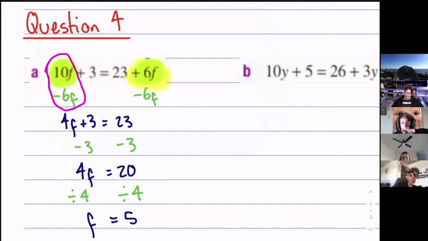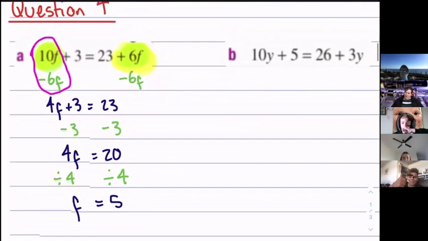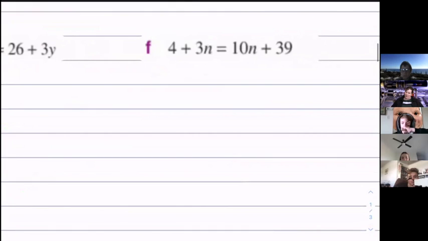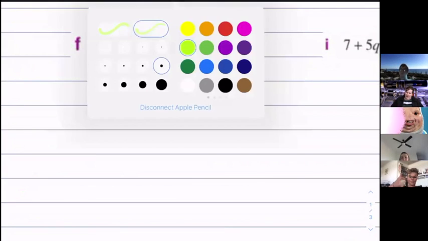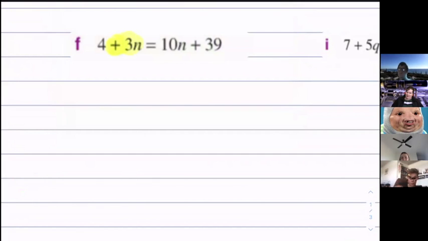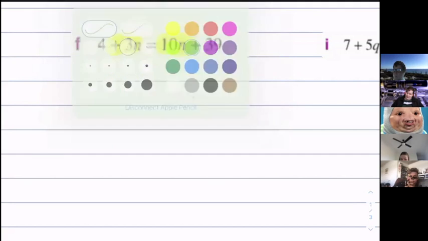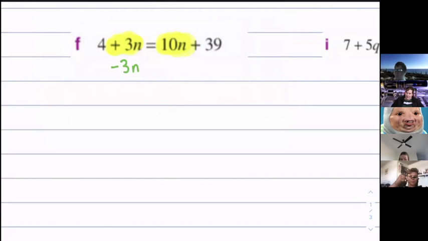The one next to it's really similar. I think we're going to run out of time this Zoom, so I'm just going to go straight to part f. The reason I've chosen to go straight to question f is because we've got 3n here, and we've got 10n on the other side. We're used to putting things over to the left, seeing whatever x equals whatever, but it doesn't have to be that way. Now, because 10 is bigger than 3, I'm going to get them both over to the right, which means I'm going to subtract 3n from both sides.